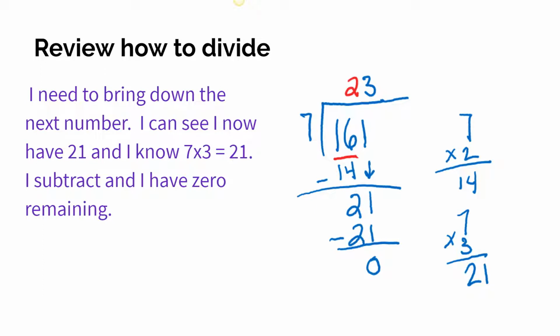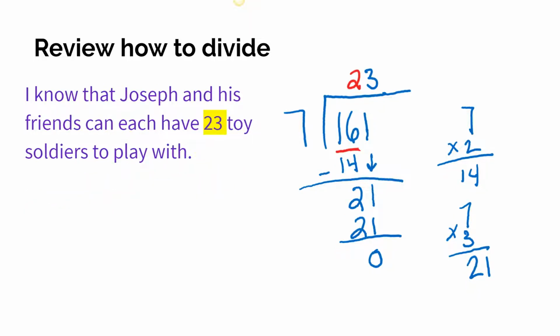How many groups of 7 can I make from 21? Well, I know 7 times 3 is 21. So my 3 goes on my total bar. I subtract, and now I have a remaining number of 0. So I know that Joseph and his friends can each have 23 toy soldiers to play with.